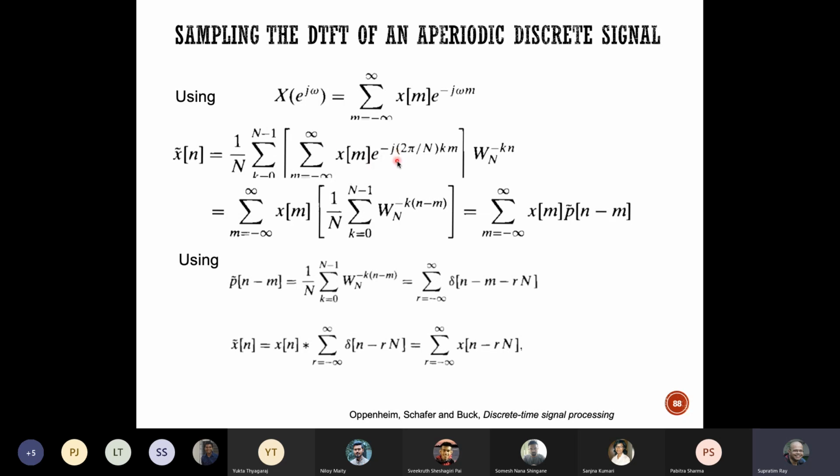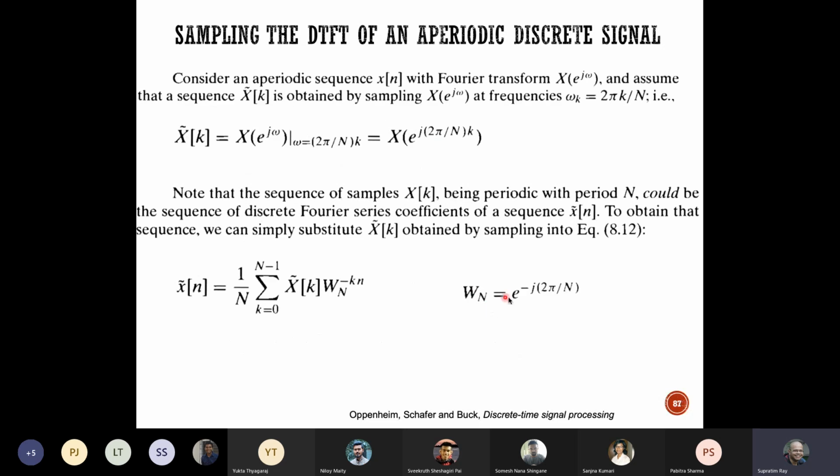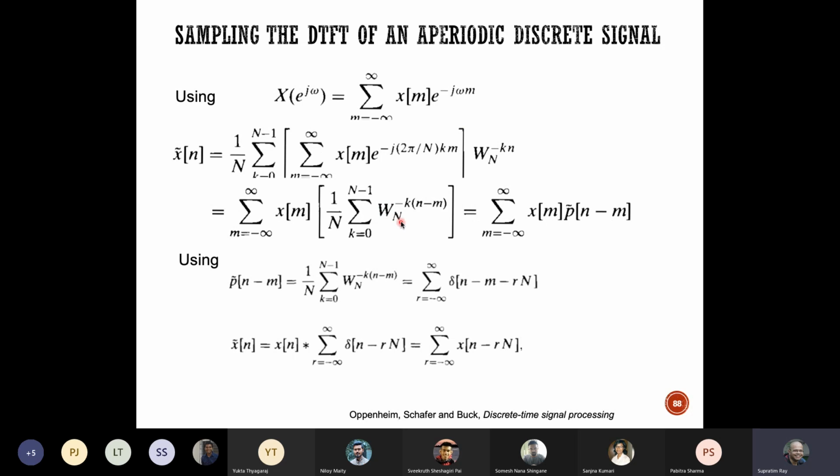And I note that e to the power minus j 2 pi by N is just W_N. W_N is e to the power minus j 2 pi by N. So this term here is just W_N to the power km. Sorry, minus is taken care of because it's e to the power minus j 2 pi by N, which is W_N. So this is W_N^(km) and this is W_N^(-kn). So together it becomes W_N^(-k(n-m)). Okay, so there's just a little sleight of hand here, nothing much.